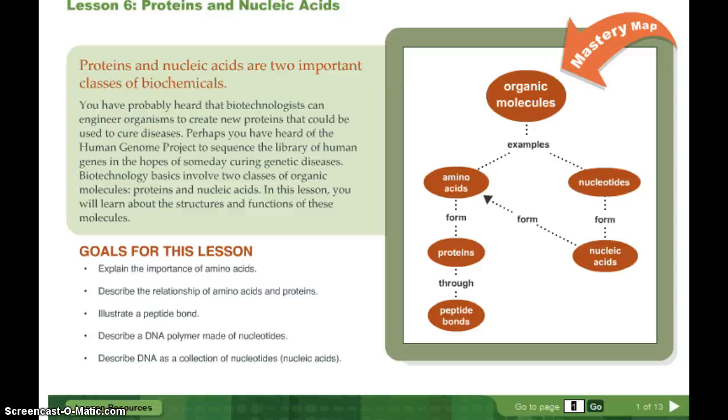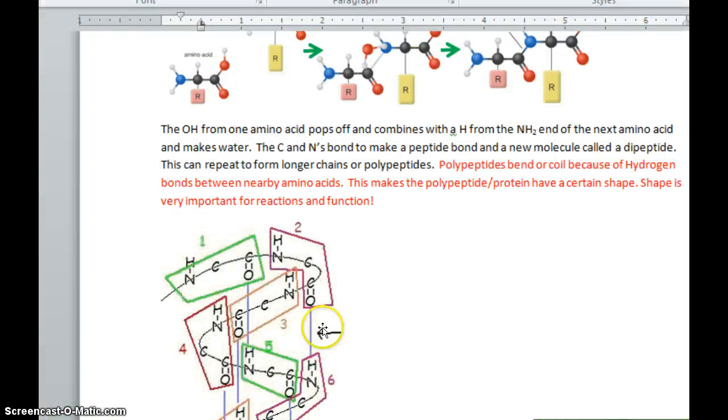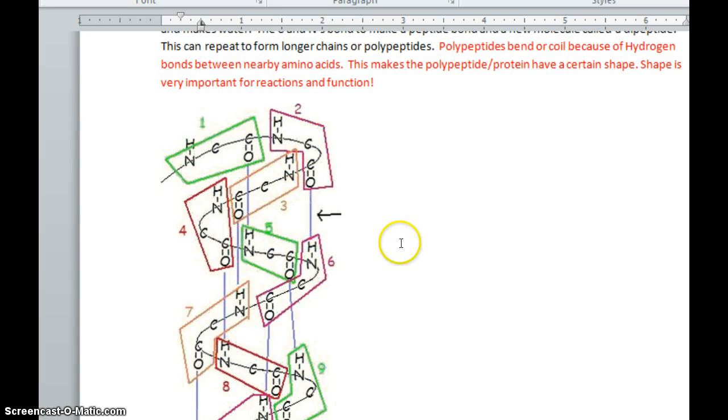This is part 2 of 7.06, and I added to our notes: polypeptides bend or coil because of hydrogen bonds between nearby amino acids. This makes the polypeptide protein have a certain shape. Shape is very important for reactions and function. And I just kind of put in this picture. If you notice, it's really messy.